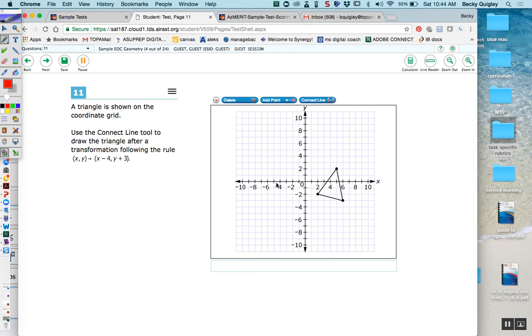Okay, so here it's worth pointing out how to use this add point and connect line tool. That's a little bit tricky. So you can see that this translation means that we are going to subtract 4 from our x values. So we're going to go 4 to the left, and we're going to add 3 to our y coordinates. So here we're going to subtract 4, so 1, 2, 3, 4, and add 3. 1, 2, 3. So that's going to be our new point.